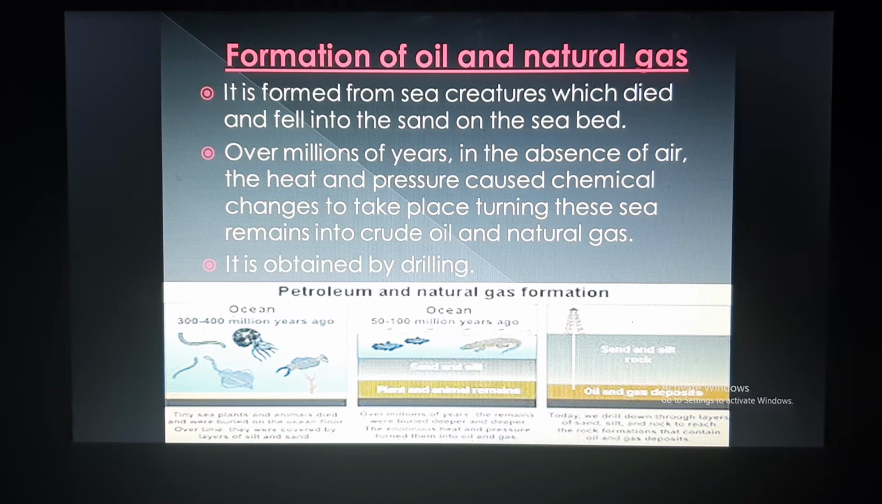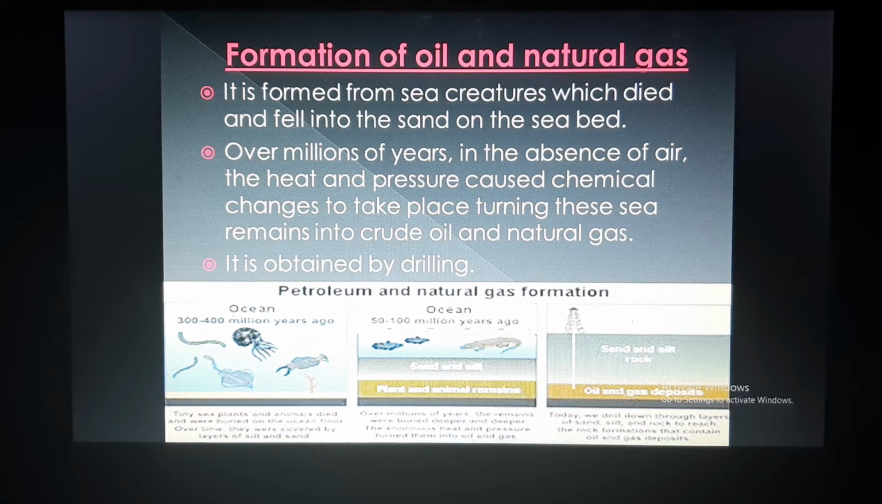The process is the same as how coal is formed. The same process also applies here for the formation of crude oil and natural gas. But one difference you can find here: this happened for sea creatures. So we get crude oil and natural gas mainly from underneath the oceans or the seas.